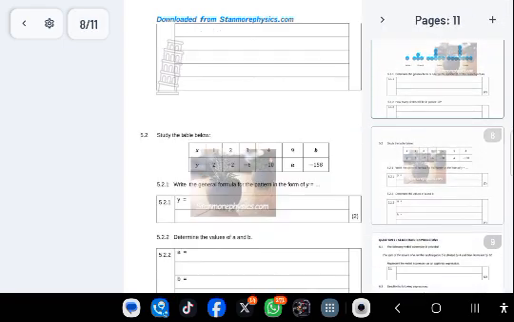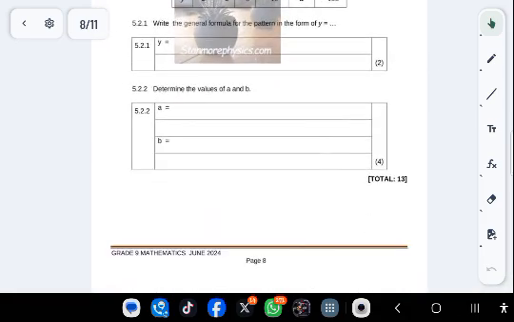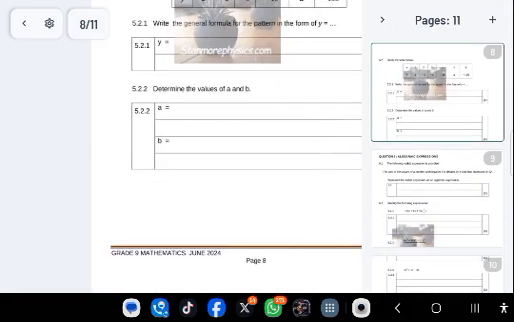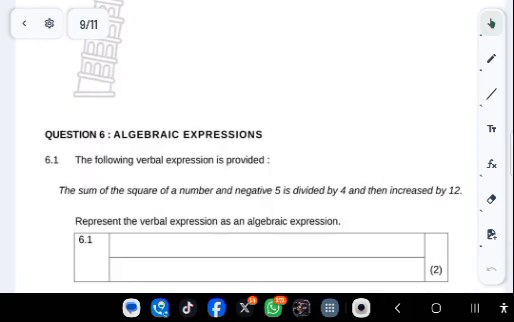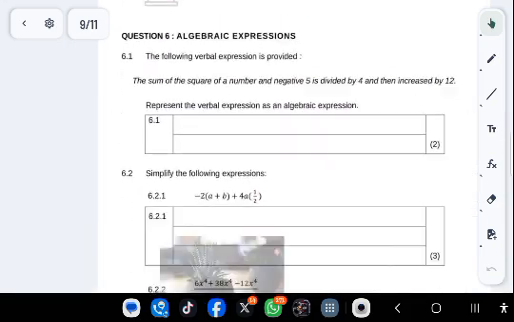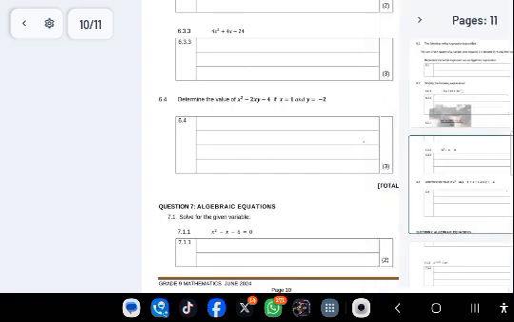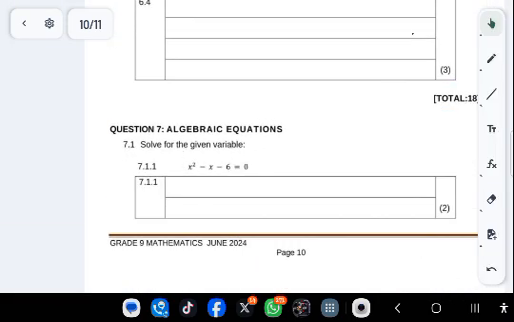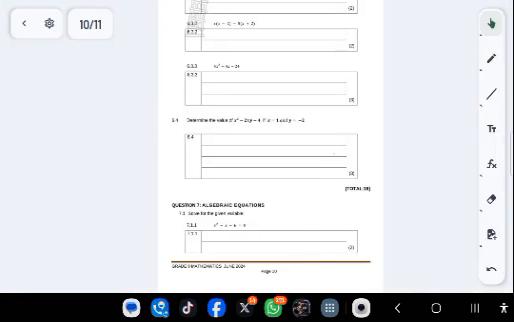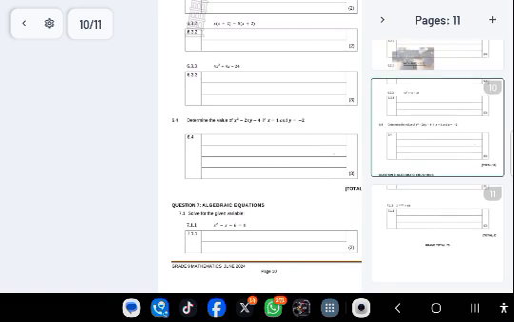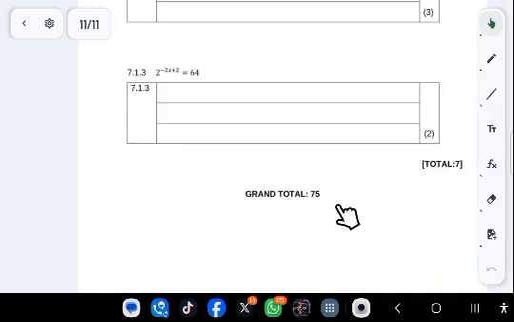And then we have question 6. Here is question 6. Question 6 is algebraic expressions. And then the last question, which is question 7, is algebraic equations, and that is a total of the 75 marks that they told you.